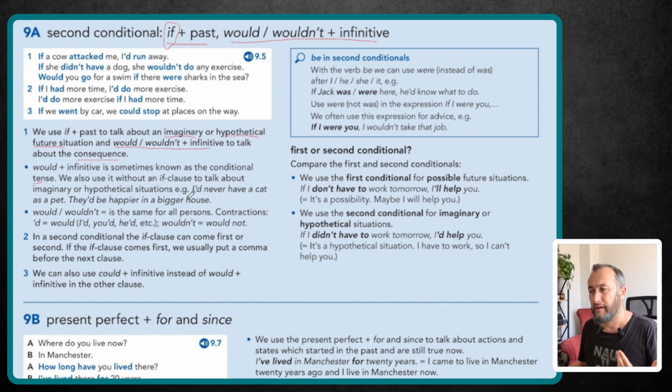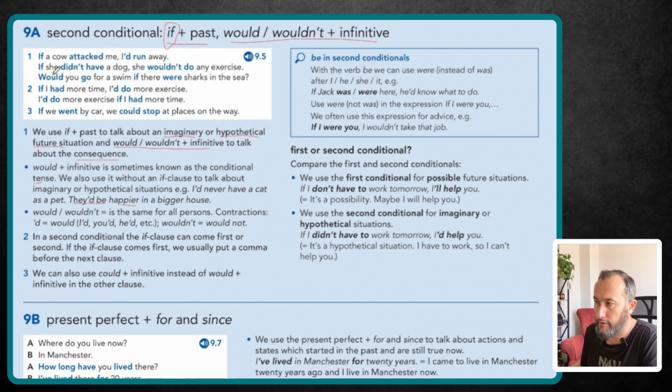Like, if I had the chance to have a cat, I would never have it. You see? So when we see I'd never, like would plus infinitive without if, that is still second conditional, guys. They'd be happier in a bigger house. Look, they'd be happier in a bigger house, like they would be happier in a bigger house if they had this chance. They don't have the chance, but they're just imagining, right?